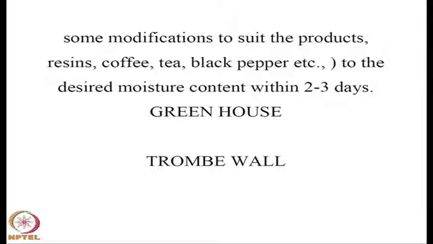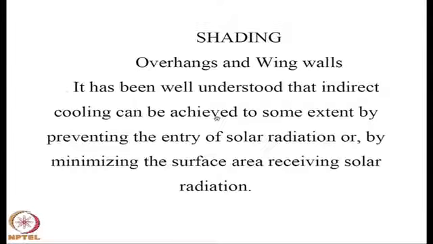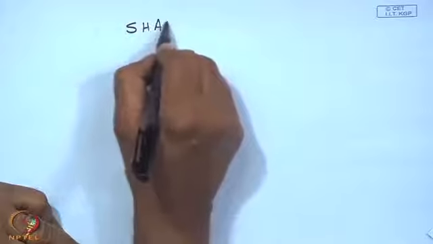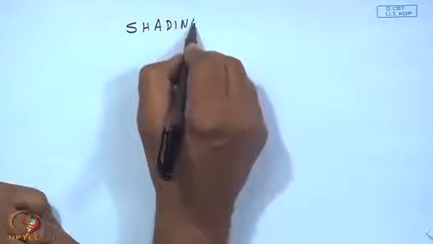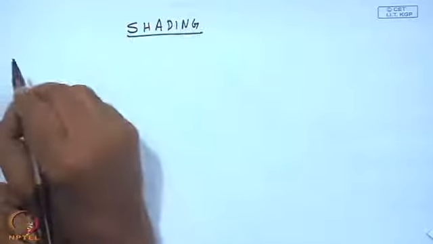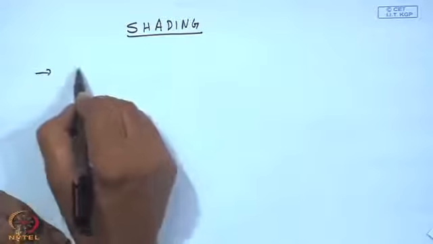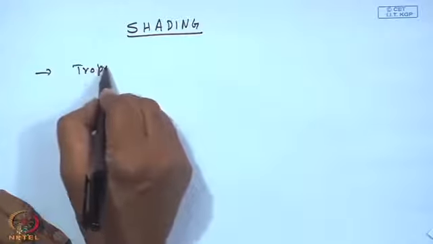So, the greenhouse and trombe wall, which are shown here, we have already covered or discussed. Yes, the shading is an important aspect, particularly in tropical climates.